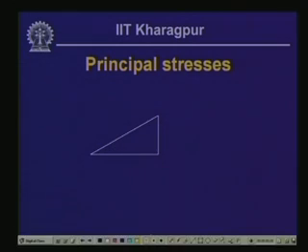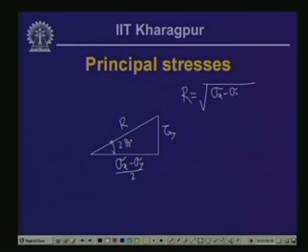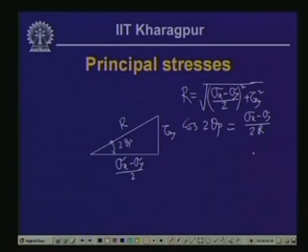We have seen that for this angle 2 theta p, tan of 2 theta p is equal to tau x y by (sigma x minus sigma y)/2. Hence, the value of this hypotenuse r is equal to the root of ((sigma x minus sigma y)/2) squared plus tau x y squared. Hence, the value of cos 2 theta p is equal to (sigma x minus sigma y)/2 by r, and sin 2 theta p is equal to tau x y by r.